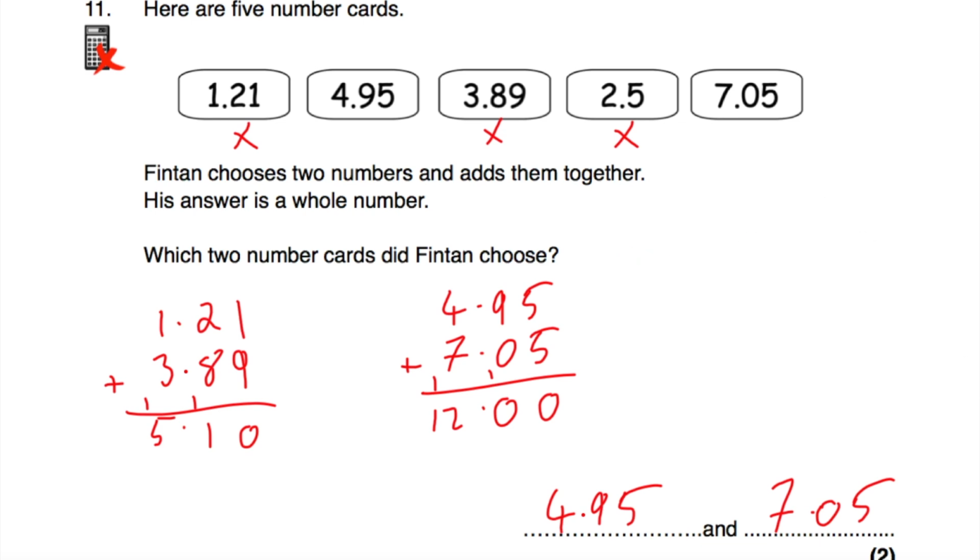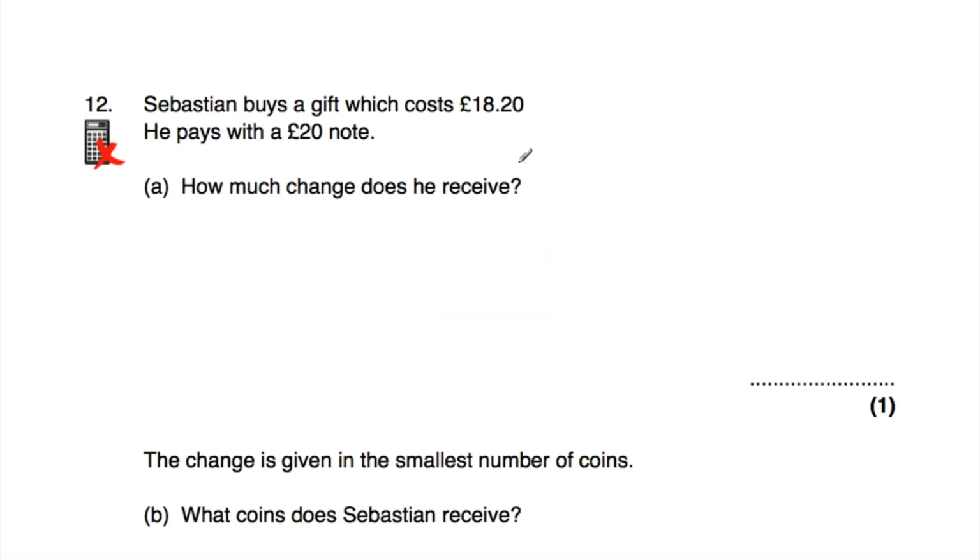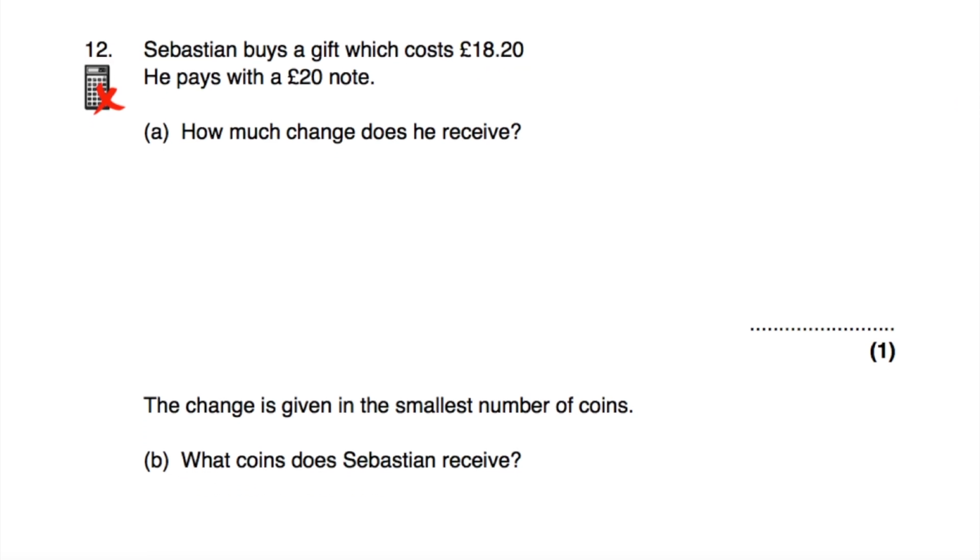Okay, let's look at our next question, question number 12. Question number 12 says, Sebastian buys a gift which costs £18 and 20 pence, and he pays with a £20 note. How much change does he receive?